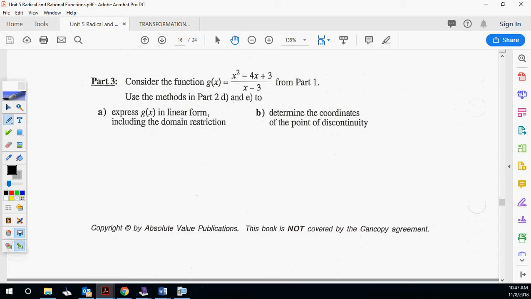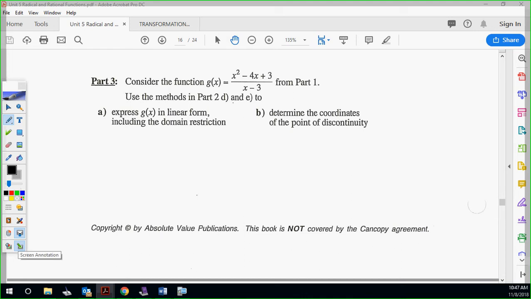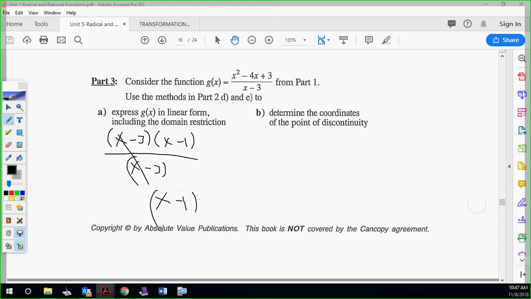Good job. Okay, so consider the function x squared minus 4x plus 3 over x minus 3 from part 1. So this is just talking about the one we started with. So g of x, so it wants me to express, okay, so we're going to factor it. x minus 3, x minus 1 is the factor at the top. So you can see why the last one we started with, that's what happened. These canceled. So then the line is x minus 1.